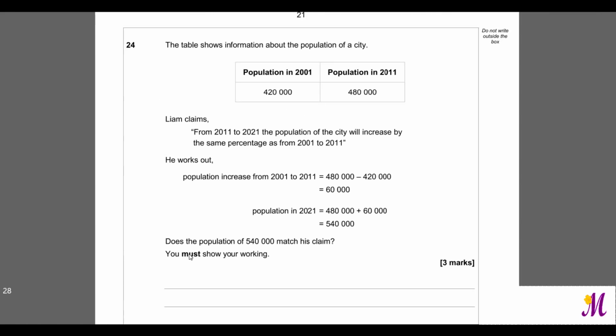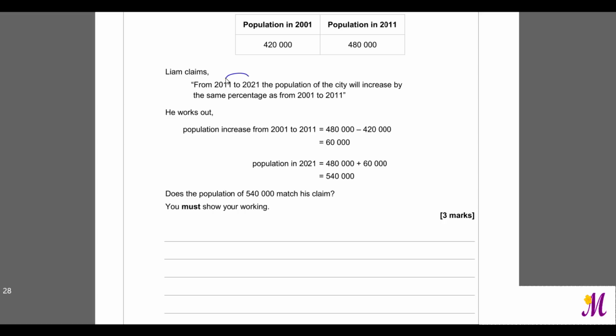Okay, let's check it together. Now from his claim, he says between 10 years, the population will increase with the same percentage as it is from the last 10 years. Okay, let's see. From the first 10 years, we have this increment, which is 60,000. How many percent is that? So this will be the first 10 years. It is 60,000 people by the original number. It was 420,000. If we have to find the percentage, we times it with 100%.